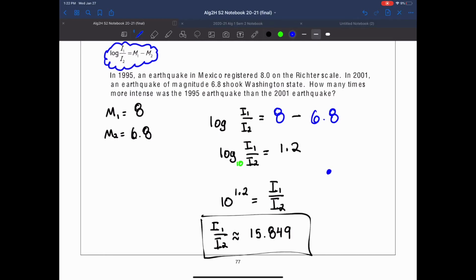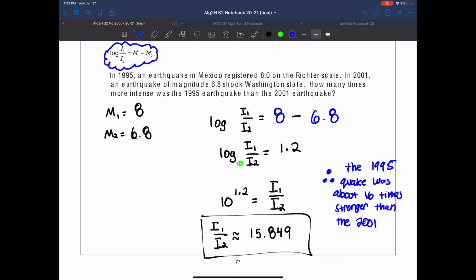So since I sub 1 over I sub 2 is 15.849, the 1995 quake was about, and I'm just going to round this up, about 16 times stronger than the 2001 earthquake. So we figured out what I sub 1 over I sub 2 was, and that told us that it was about 16 times stronger than the 2001 quake.